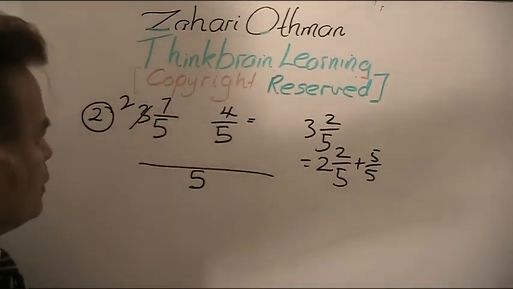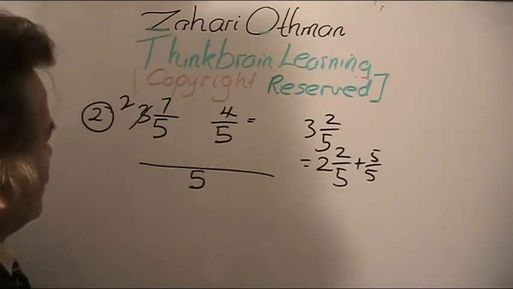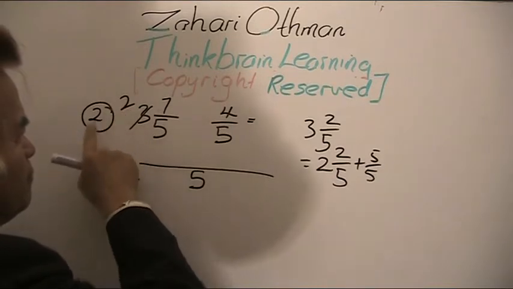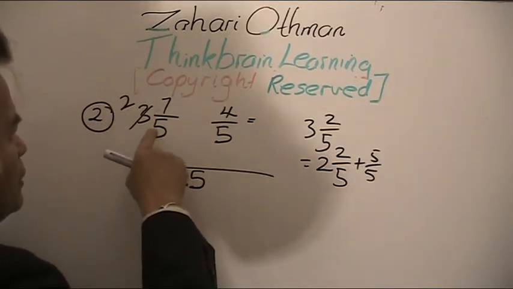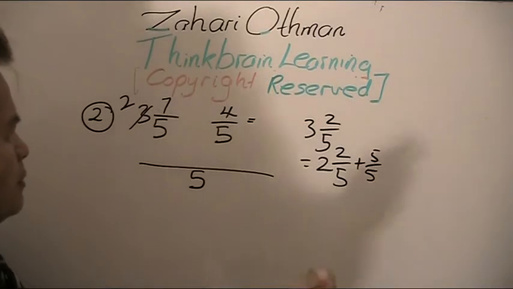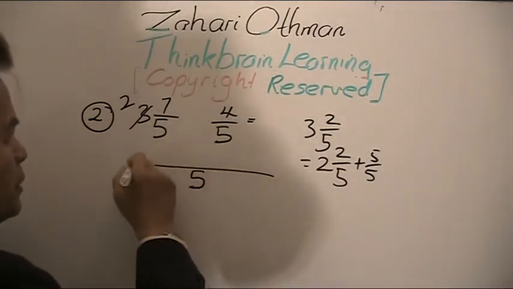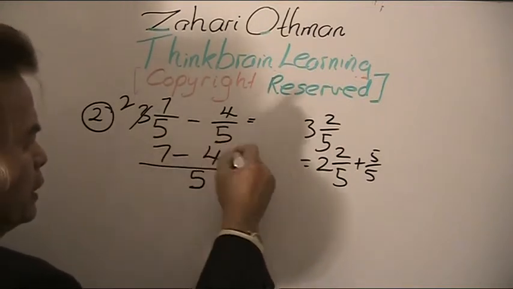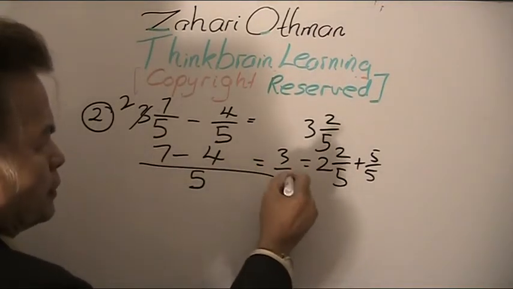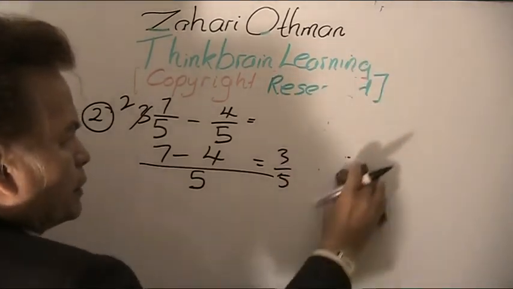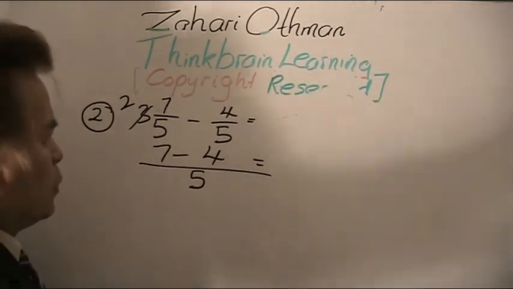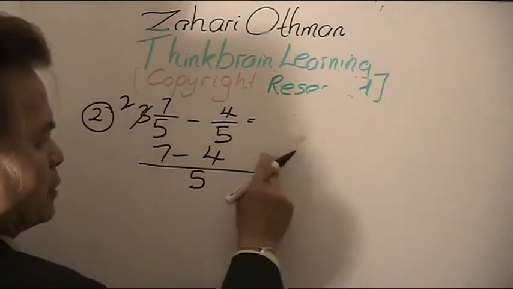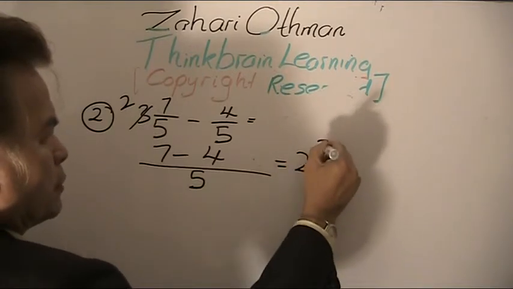Or you can think this way. That will be 7 minus 4 equals 3 over 5. Okay, 3 over 5. And we have 2 here. So there you can bring 2 along here. That becomes 2, 3 over 5.